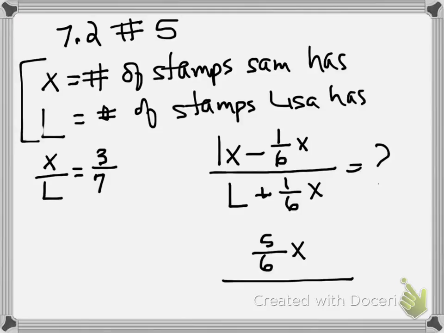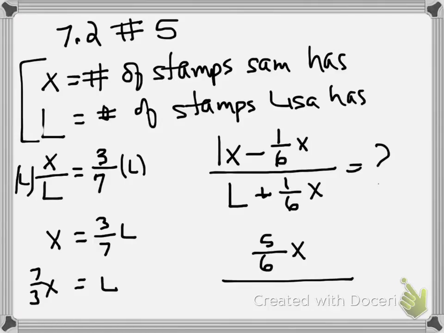So if I multiply both sides by L, I would get x equals 3/7 L. And I'm trying to solve for L, so L equals 7/3 x. So now I have 7/3 x plus 1/6 x in the denominator. Okay, so I just did some algebra here. Over here, I multiplied by the reciprocal, so I multiplied by 7/3, so that cancels out.